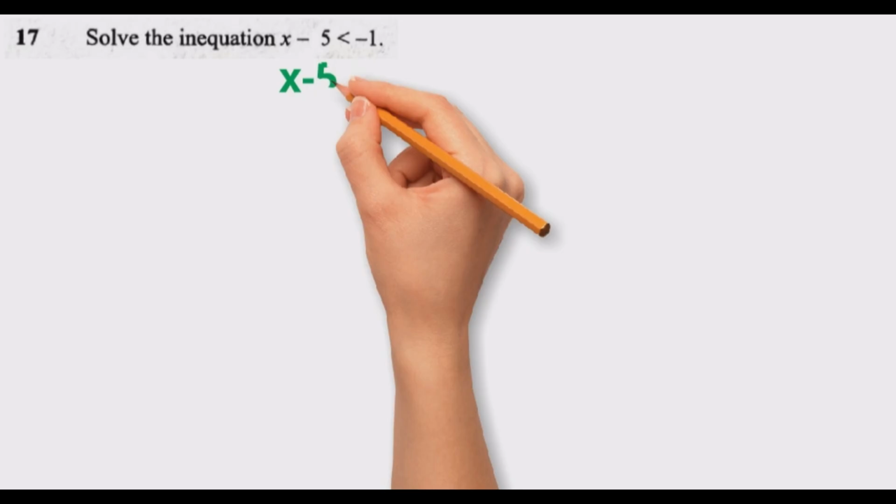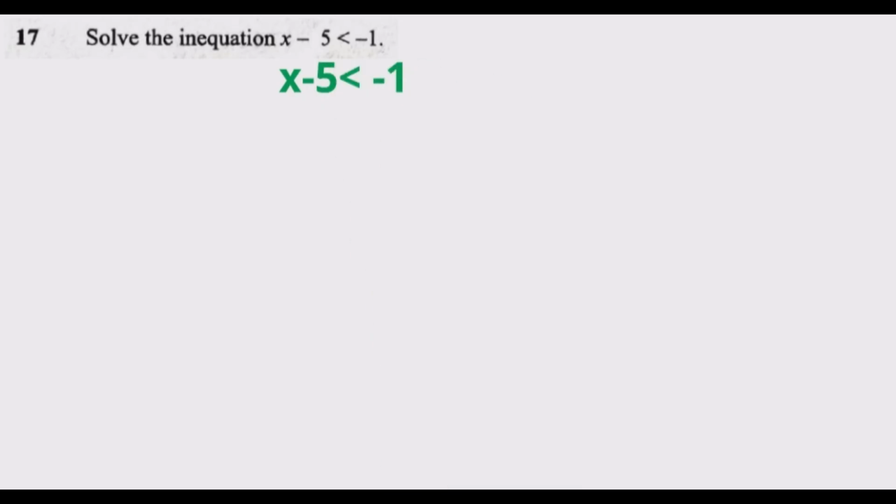Okay. Question 17 is as follows. Solve the inequality x minus 5 less than negative 1. So we collect the like terms. First we copy the expression, which is x minus 5 less than minus 1. Then we collect the like terms, which will be x is less than negative 1 plus 5.